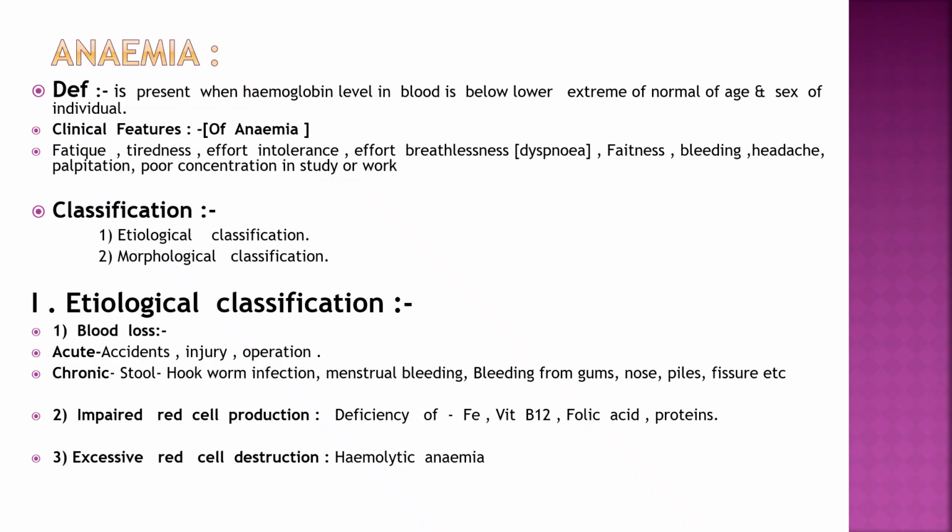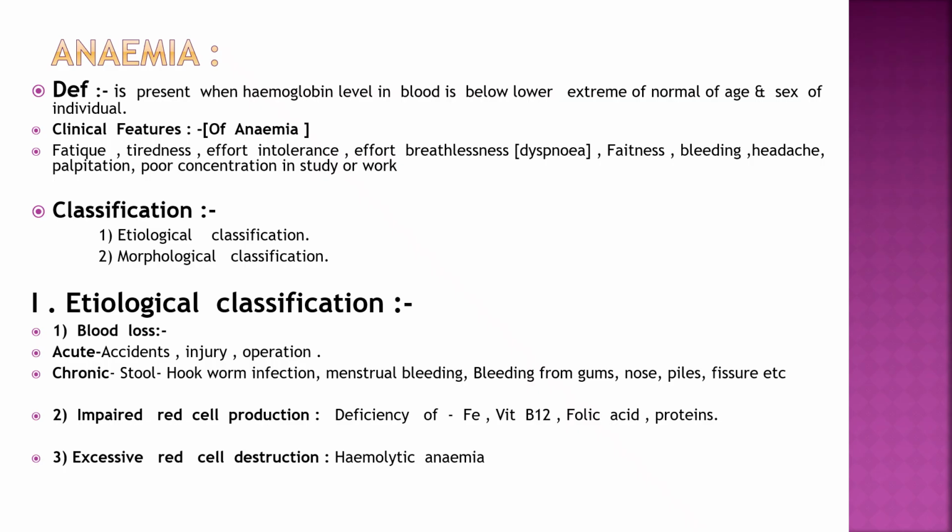Now let's study some basics of anemia. So definition: when the hemoglobin value is below the normal range for the age and sex of the individual, it is called anemia. Clinically the patient presents with fatigue, weakness, tiredness, effort intolerance, effort breathlessness, that is dyspnea, faintness, sometimes the patient falls, bleeding conditions, headache, palpitation, poor concentration in study or work.